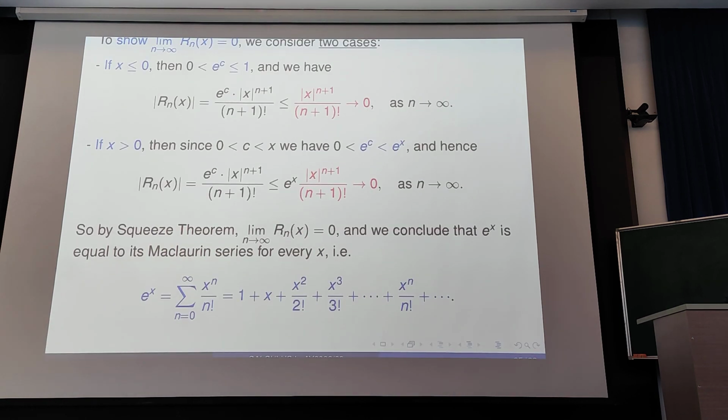It's not obvious to see this conclusion. We need to use a further method to get this limit. So in general, I just want to say that we can prove the limit of the remainder term tends to 0. That means we have this equality.